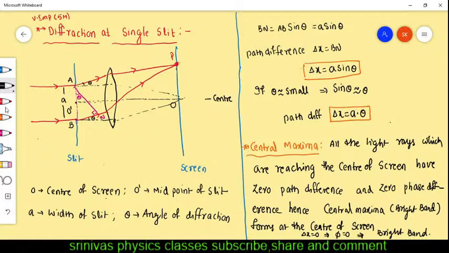I will draw the bright band here. You listen very carefully. How will you get the bright band here? You will get the center bright band like this, and the next like this. On the screen, you will observe it like this. This is the center bright band.